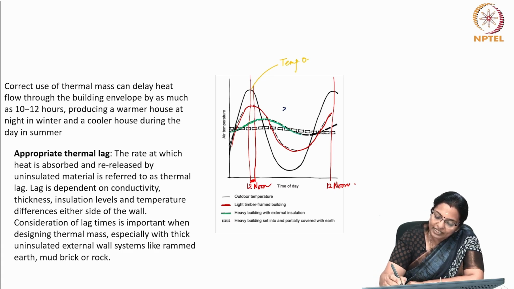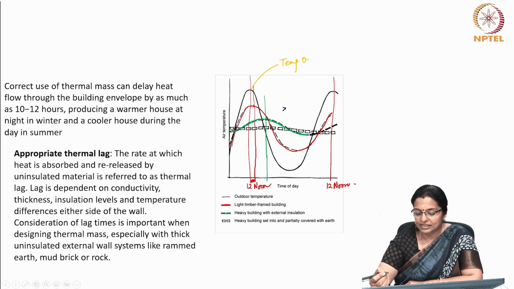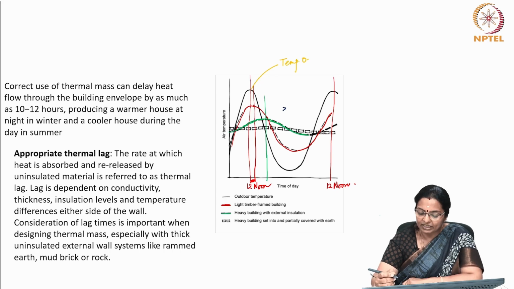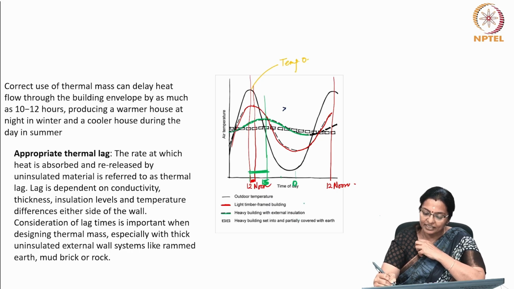Now, if you look at the time lag, the time when the peak of temperature happens inside the room of a heavy building with external insulation as compared to the peak of the outside ambient air, and if you consider this as midnight, then this should be about 3 o'clock in the afternoon, which is 15 hours. So, you can see this is the time lag for a heavy building with external insulation.